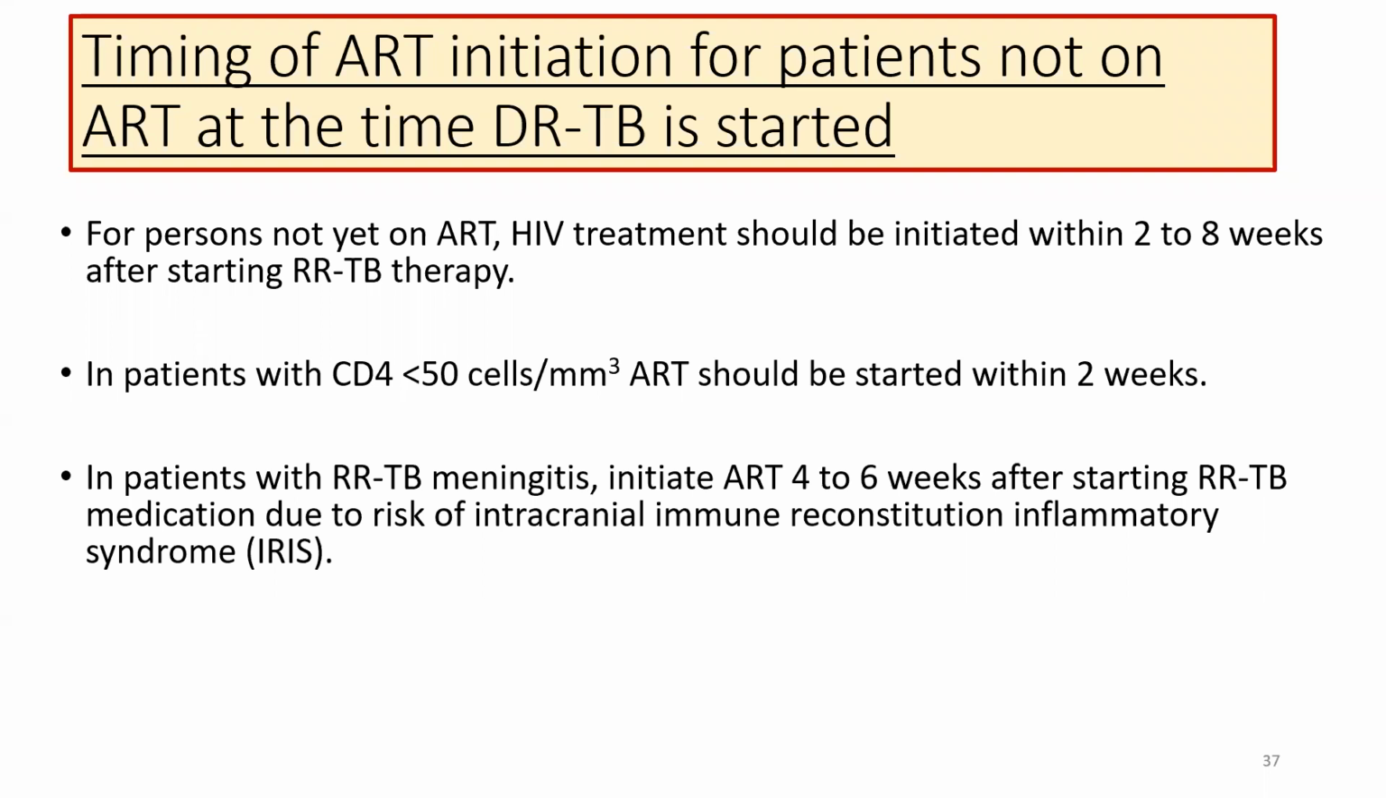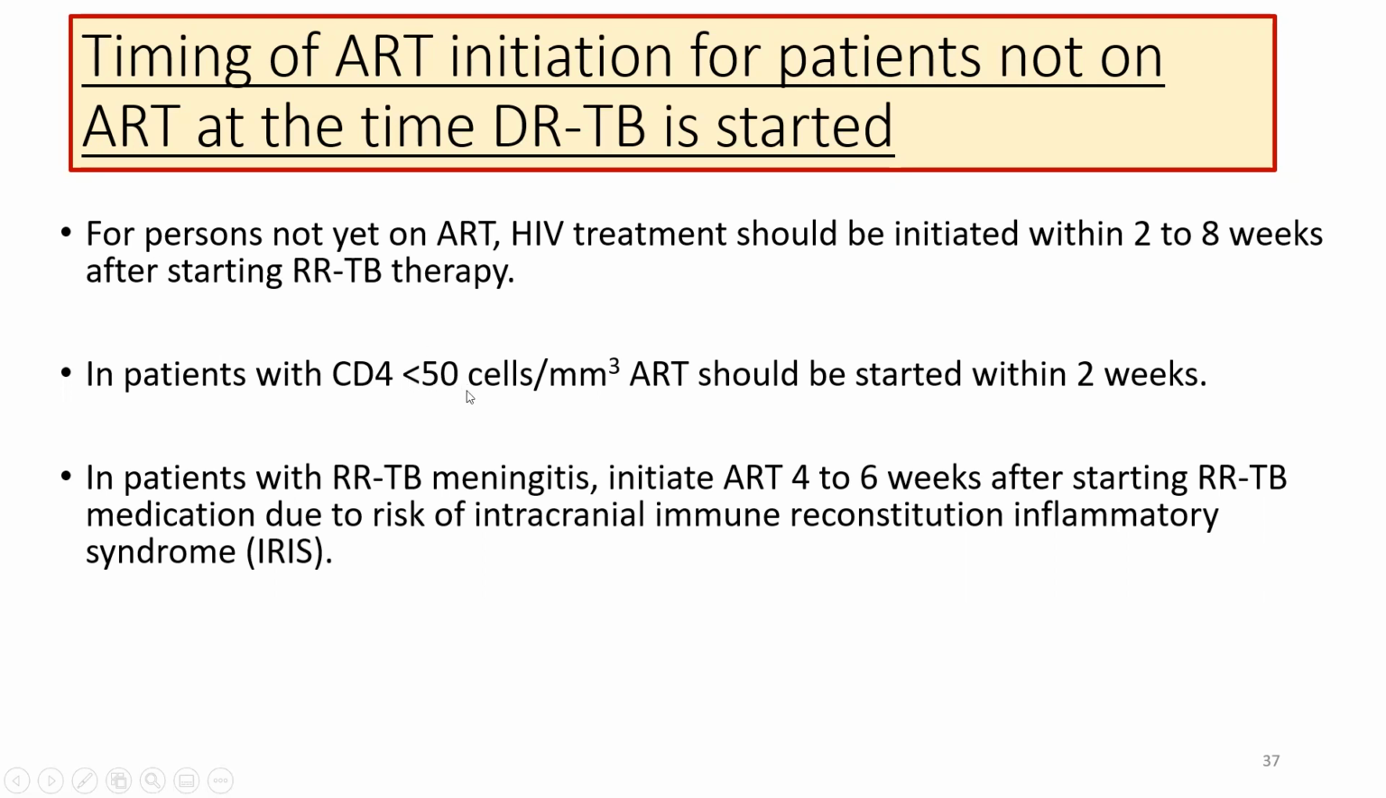Now, when we go back to our main topic, in terms of TB, the timing of ART initiation for patients not on ART at the time of DRTB is very crucial. So you need to be aware when to start ARVs or ART in a patient with DRTB disease. For a person not yet on ART and who is HIV positive, ARV treatment should be initiated 2 to 8 weeks after starting RRTB treatment. So TB or RRTB therapy always takes precedence over ART. You start with the drug-resistant TB therapy, then comes your ART.